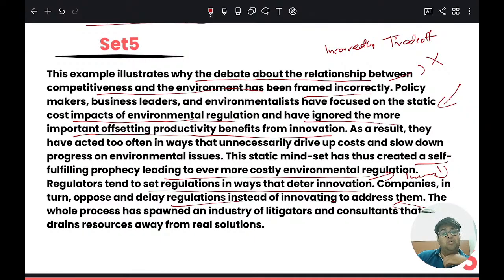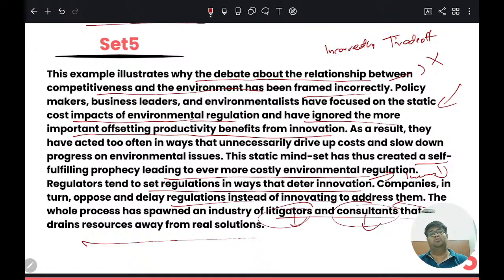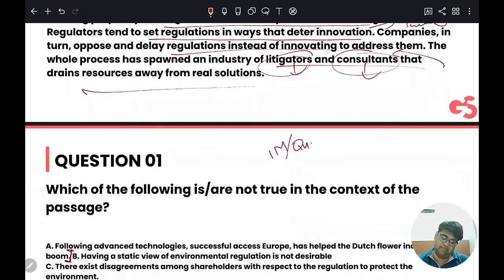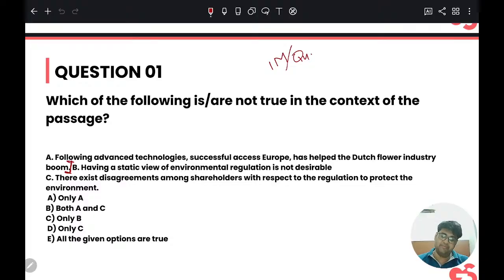The whole process has spawned an industry of litigators and consultants that drain resources from real solutions. Now, what has happened? Litigators means advocates and consultants means people who consult. Now, all this thing, the regulation, the economics, and everything. Now, what has happened? They are feeding litigators and consultants. No real solution is happening. Now, that is the thing. Let's look into the questions now.